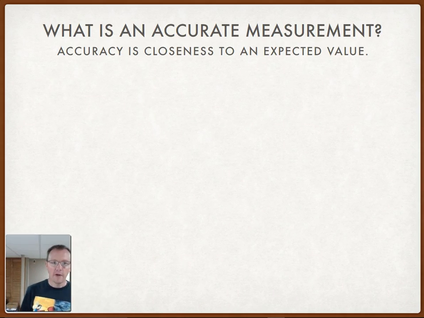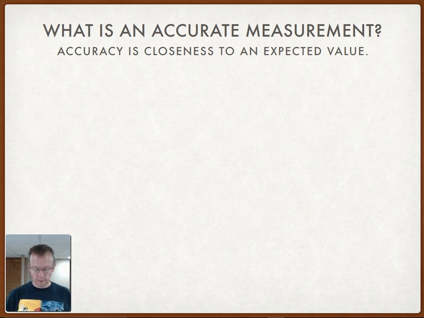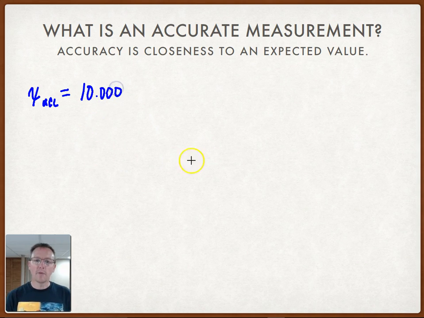So we start off with accuracy, and accuracy is probably, I think, the easiest to remember. If we take a look at it, I'm going to get a blue color here. Let's imagine for a moment that we have a value and we're going to do some experimentation. And that value, let's say, is 10. So this is the accepted value for x, which is 10.000. It doesn't really matter what it is.